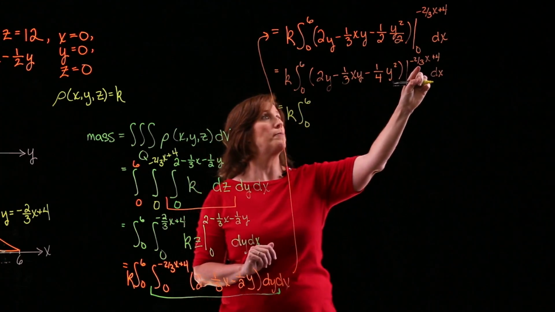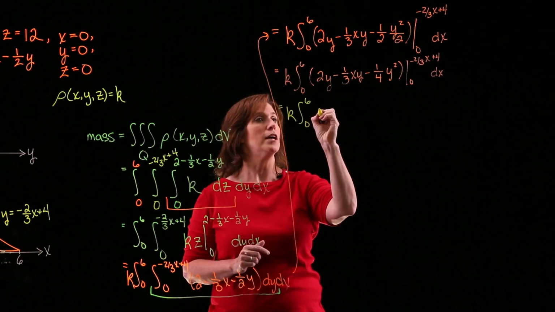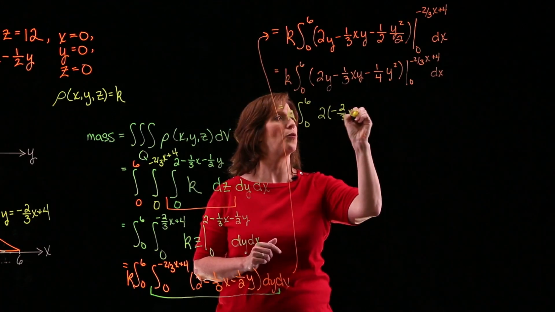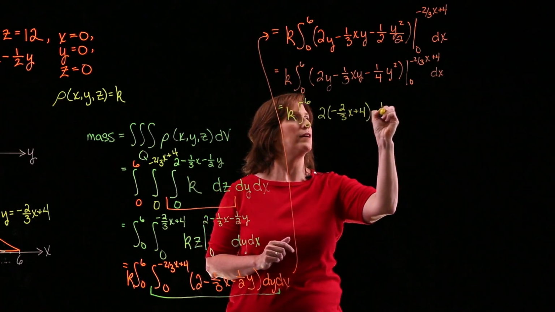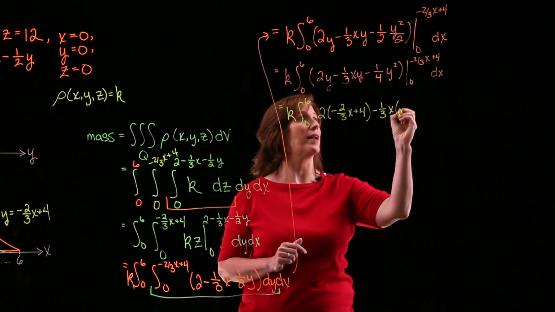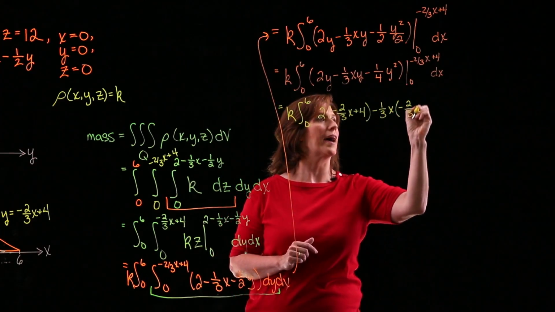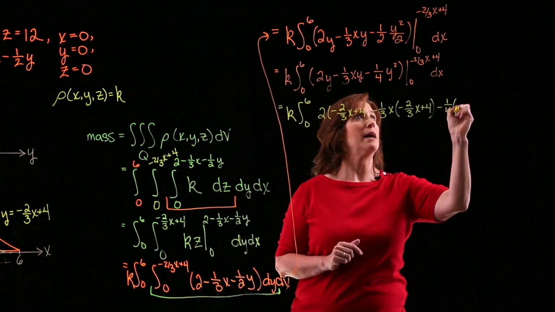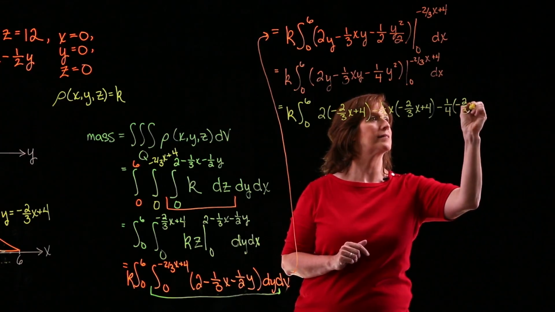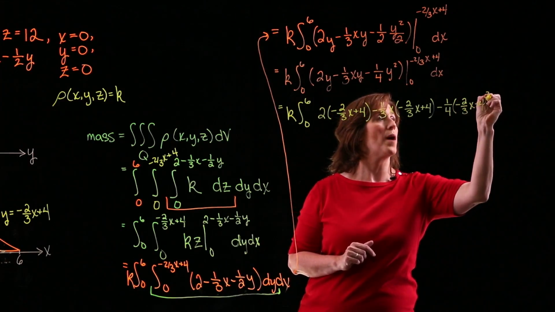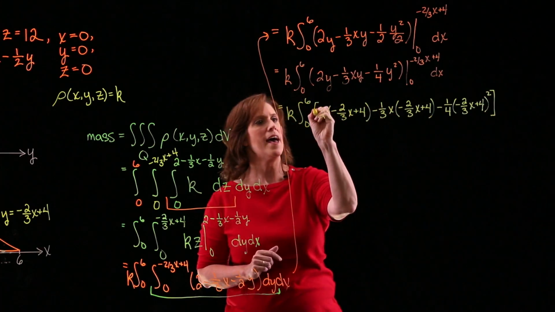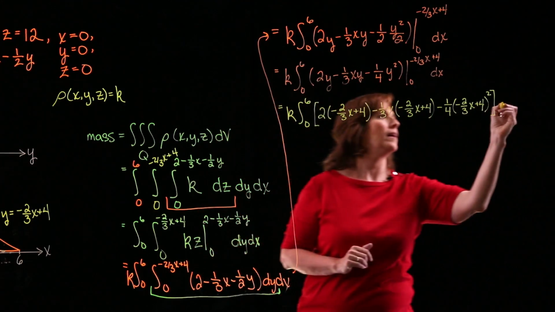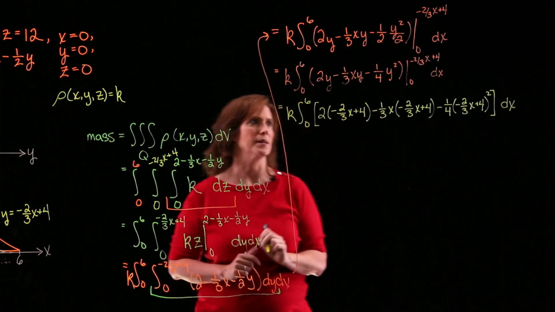All right, now I'm going to plug in my upper limit, and I'll have k times the integral from 0 to 6. Remember, I'm plugging this in for the y values, so this will be 2 times the quantity minus 2/3 x plus 4, minus 1/3 x times the quantity minus 2/3 x plus 4, minus 1/4 times the quantity minus 2/3 x plus 4 squared. And then I need to subtract what happens when I plug 0 in for y, but luckily that's all just 0. And so I still have that dx written.